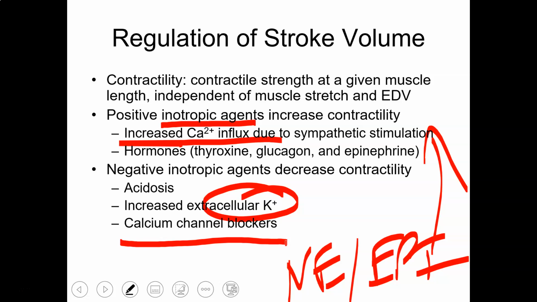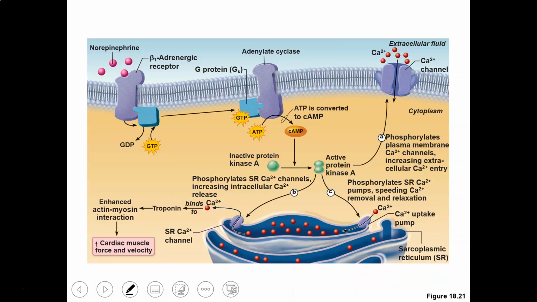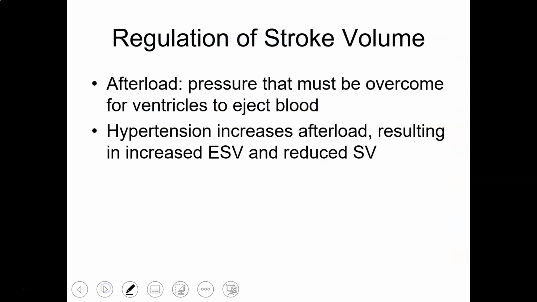More on blood pressure. Acidosis will also decrease contractility. We're not going to get into this. Here's why norepinephrine works with those calcium. The last thing. Oh, let's go back.